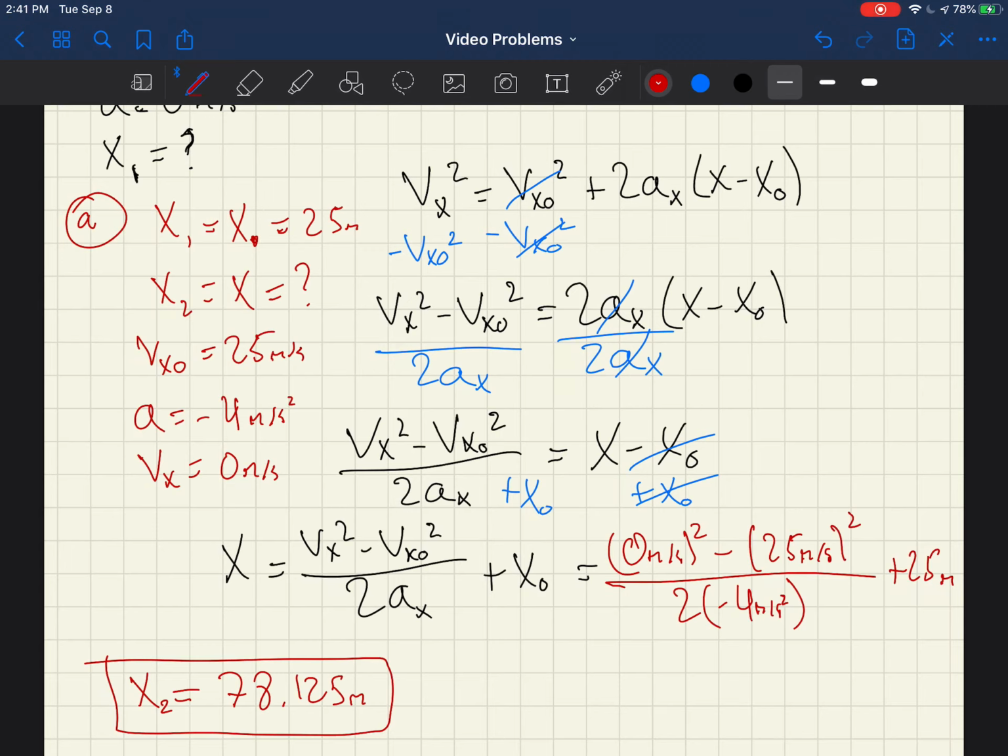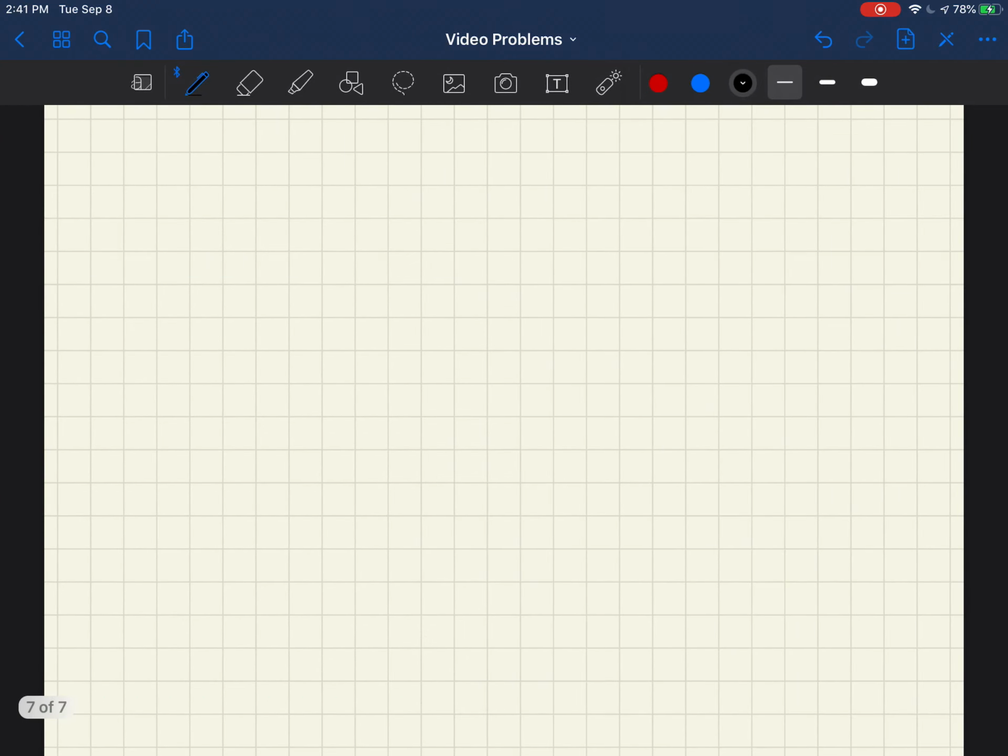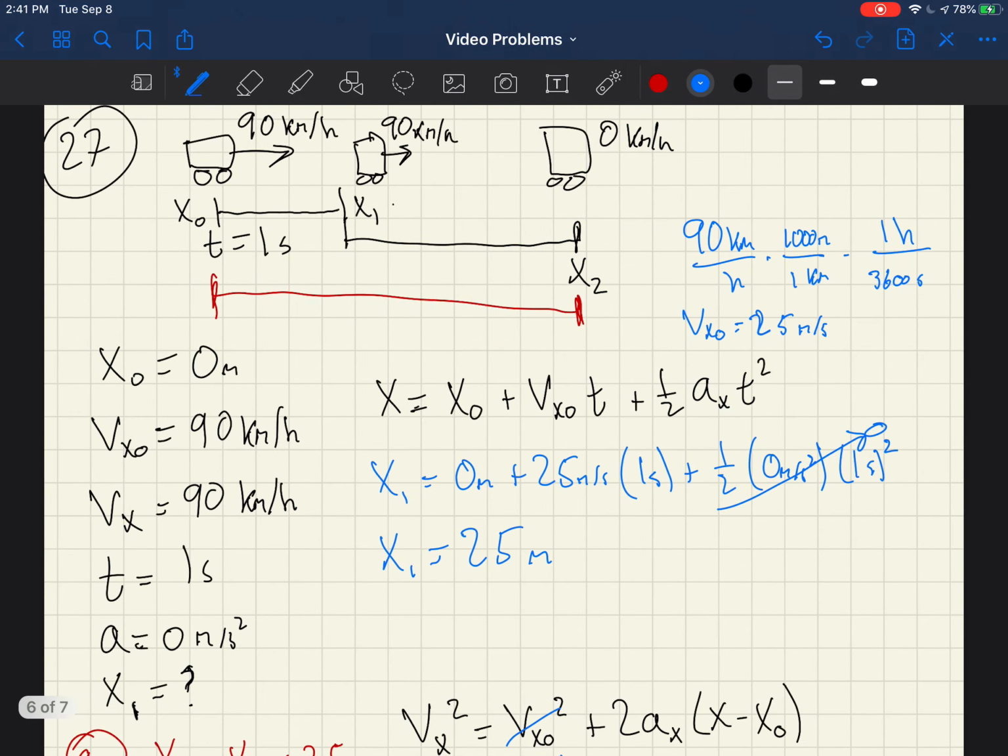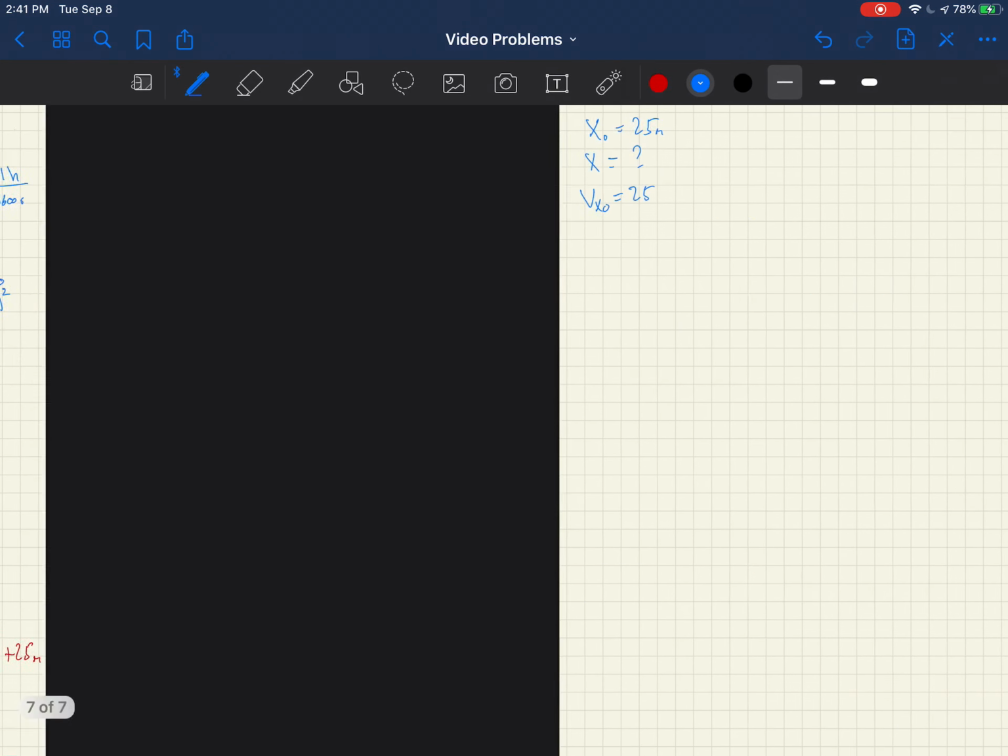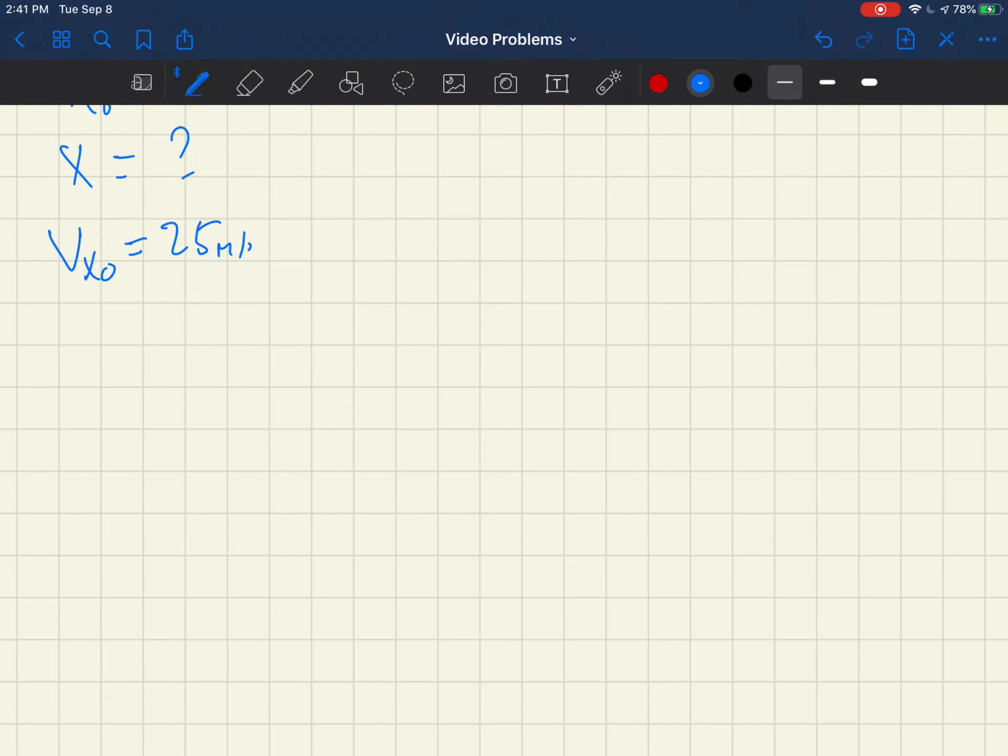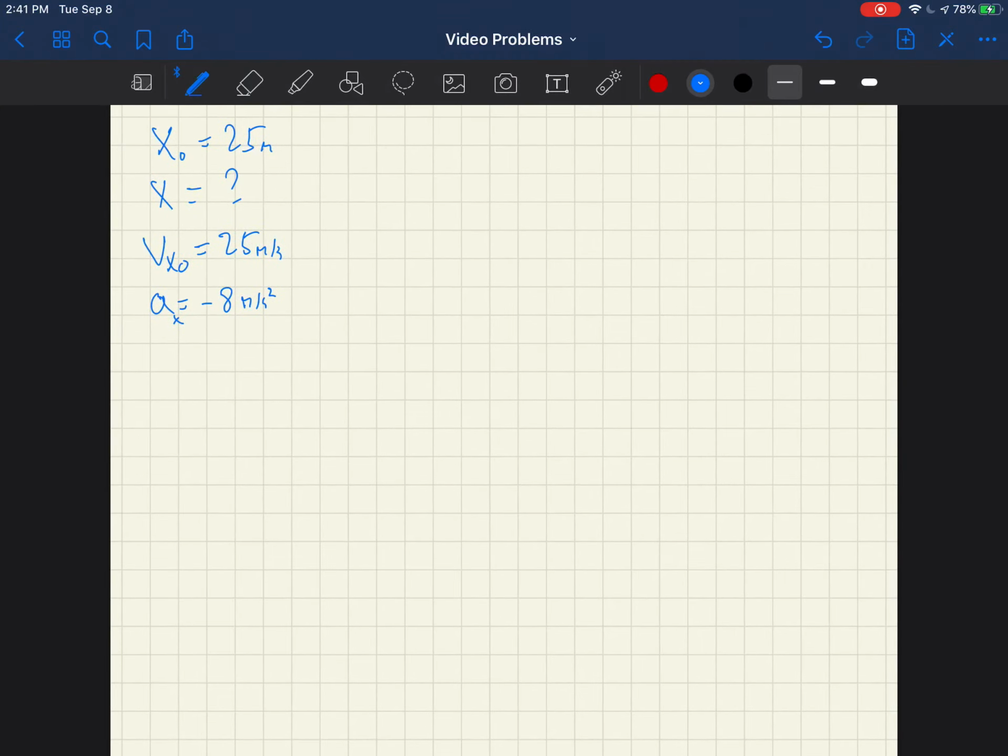Part B is actually easier now because I already have the equation. I'm just going to plug in a different acceleration for it. So my initial position is still 25 meters. My final position is still my question mark. My initial velocity is still 25 meters per second. But now my acceleration is -8 meters per second squared. So you can see how much faster we'll stop.